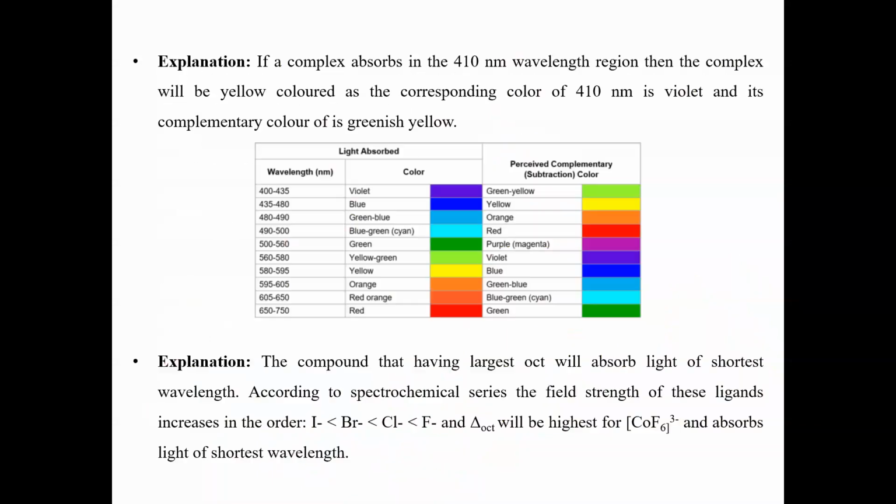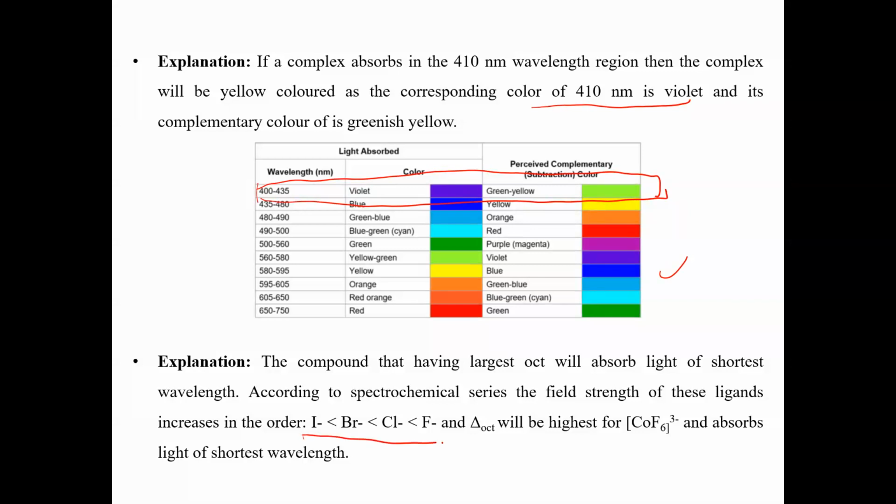And if I talk about the first one, if a complex absorbs in the 410 nanometer wavelength region, then the complex will be yellow colored, okay, because the corresponding color of 410 nanometer is violet. It will lie in this range, the first one. So it will be showing the greenish yellow color, right? You can just remember this table. Okay, from that you can get the elementary idea.